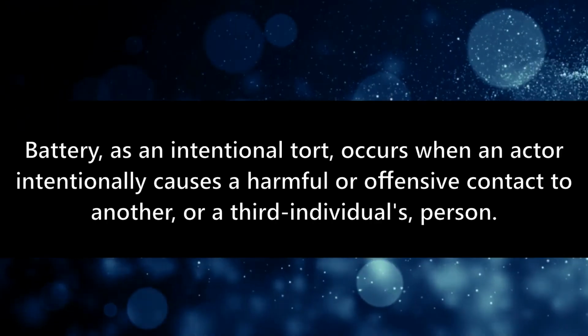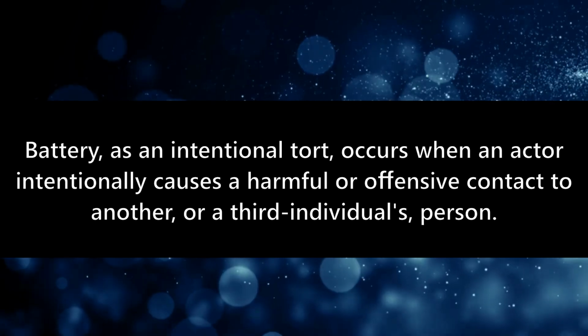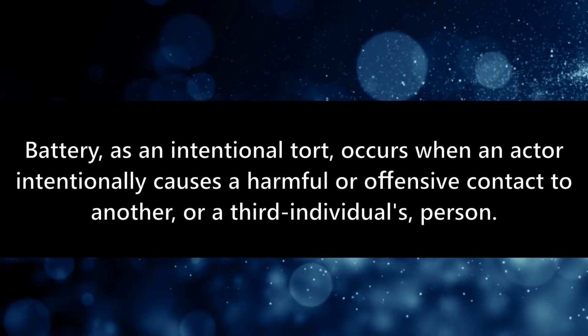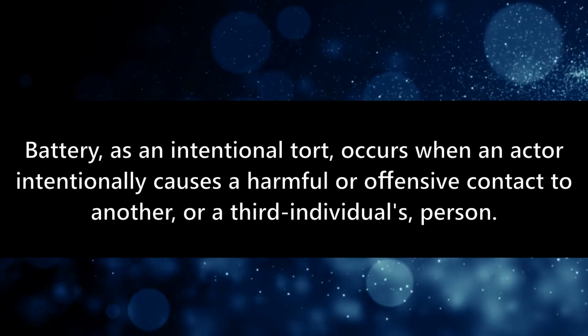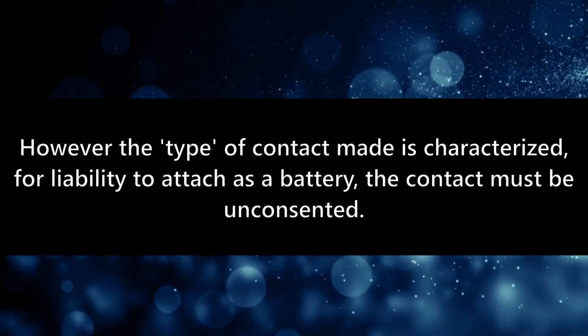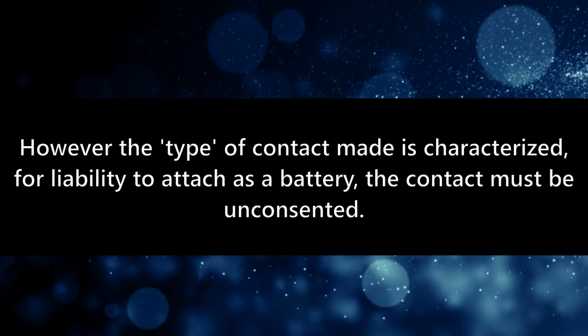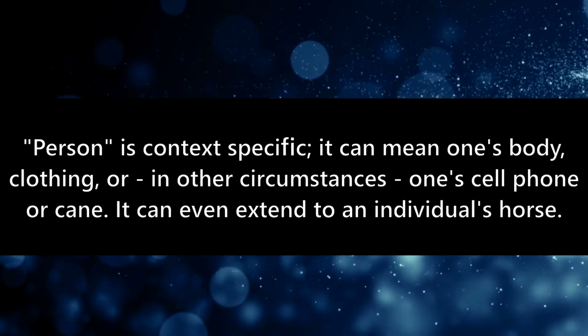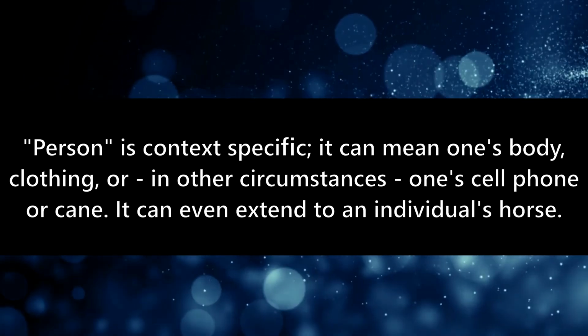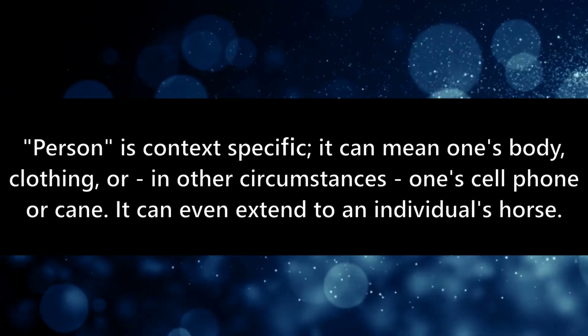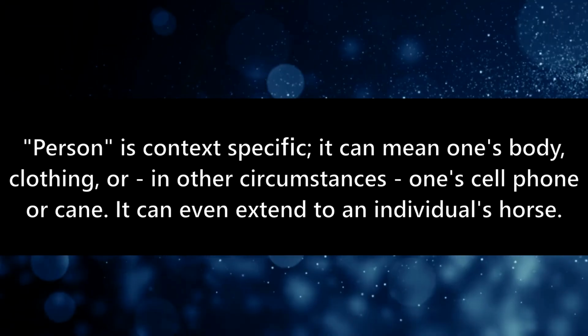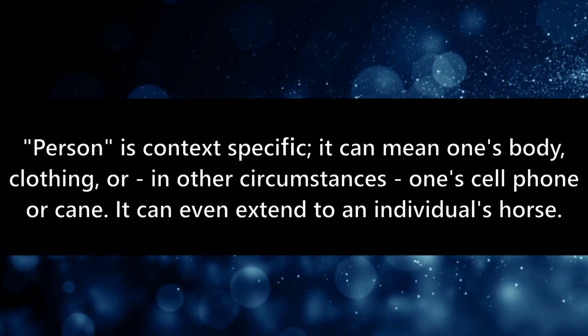At base, what constitutes a battery is an actor's intentional and unconsented harmful or offensive contact with the person of another. Person should be read widely. It can mean one's body, but it can also mean one's clothing. Battery can result from harmful contact or offensive contact, but whatever that contact is, in order for liability to attach, the contact must be unconsented.